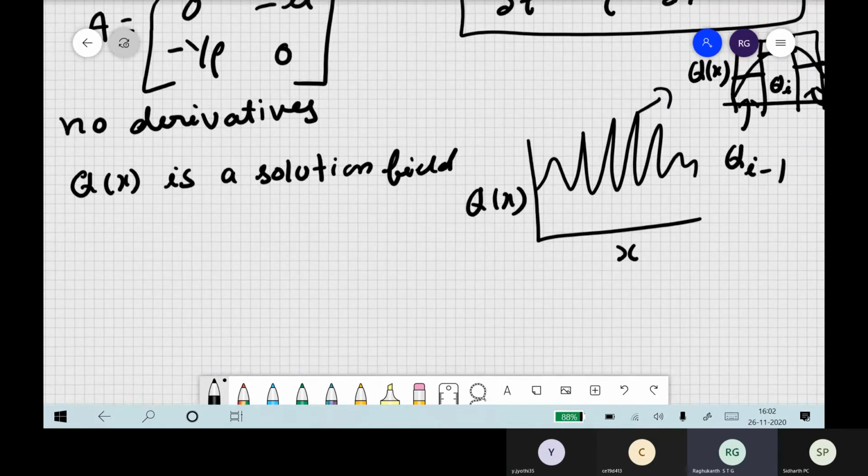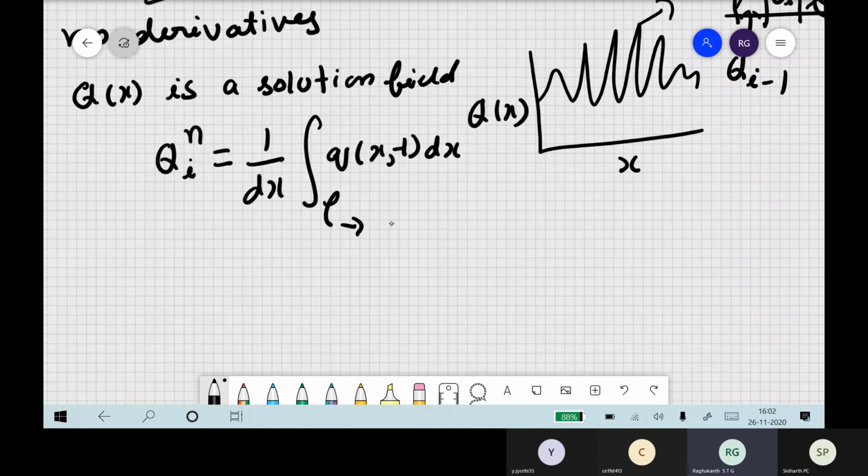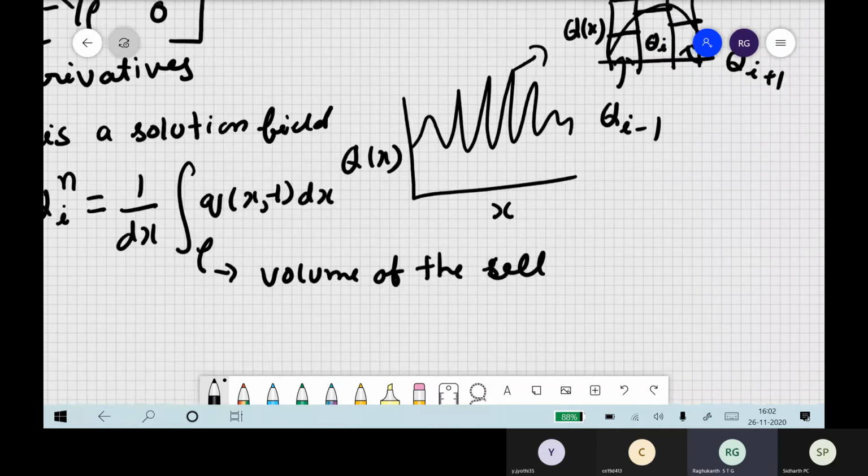We divide like this, and our definition is qi at n, representing 1 by dx times the integral of q(x, t) dx over a cell. So this is your volume of the cell. We divide our entire medium, whether it is a displacement field or whatever the solution is, into several cells of some volume v.